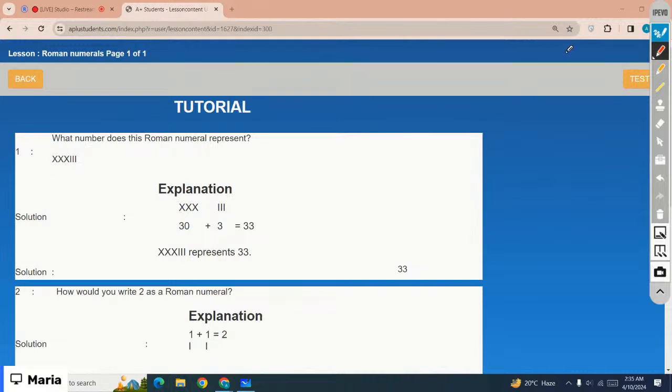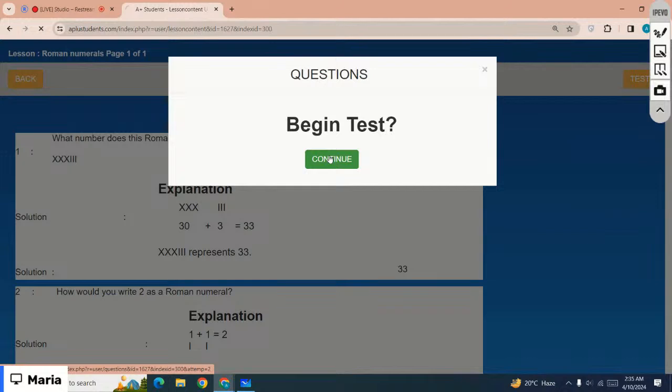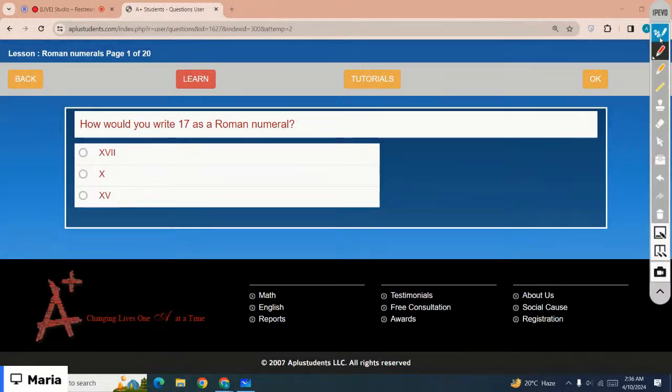Let's just start with the test questions. How do you write 17 as a Roman numeral, right? So when you have to make 17, you can write 17 as 10 plus 7, right? X is for 10, and for 7 you can write VII. That's how you make 17, isn't it?